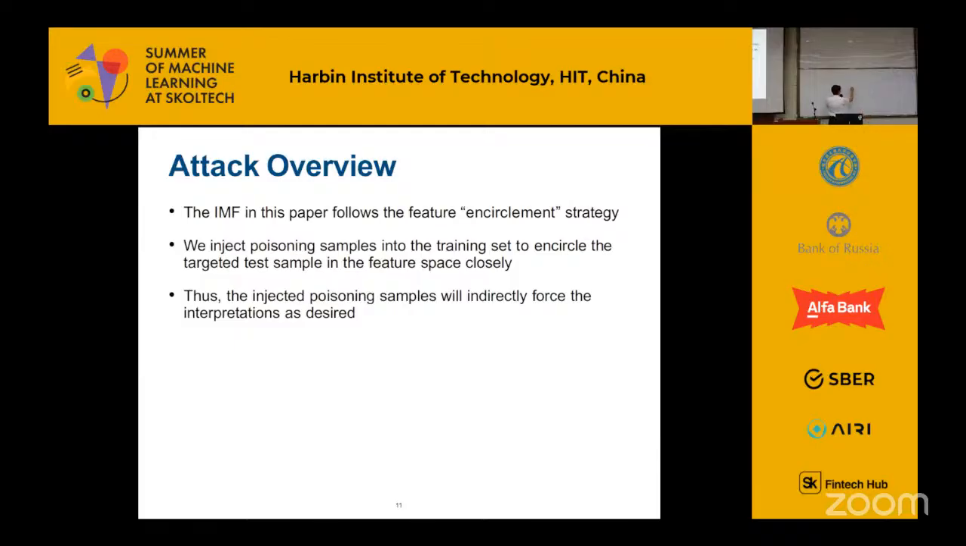The intuition is like you have two clusters of samples, such as here, here, and here. They may have some overlaps, and they are classified by this kind of boundary. If you want to change or modify the interpretation of a single sample like this, a very straightforward strategy is to inject some poisoning samples right here, here, and here in the feature space in order to drag the interpretation of this one to the place that the attacker desires. This is quite intuitive because these samples have a very strong influence on this sample, right? Through this encirclement, you can make the attack happen.